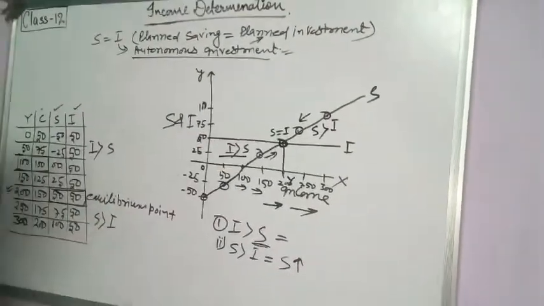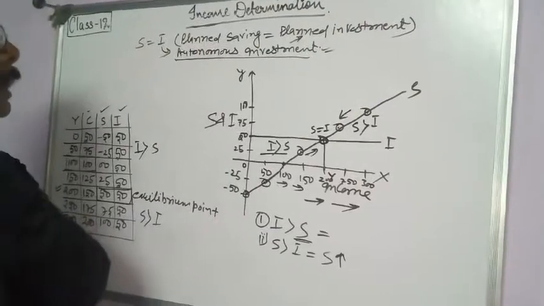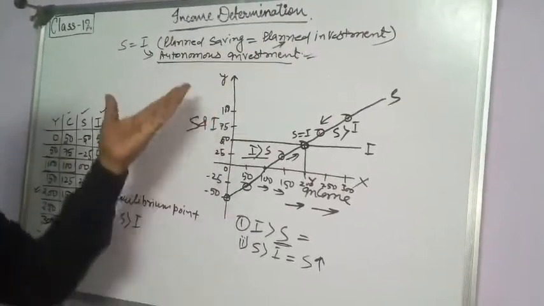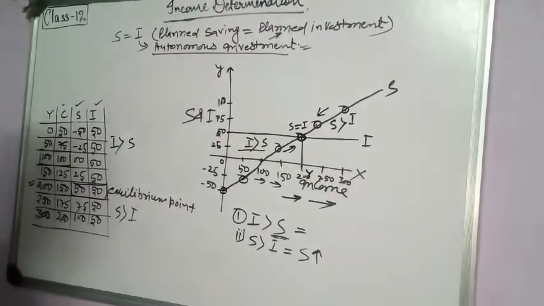So in this way we can determine S is equal to I, or planned saving is equal to planned investment, and the income will be determined in the economy.